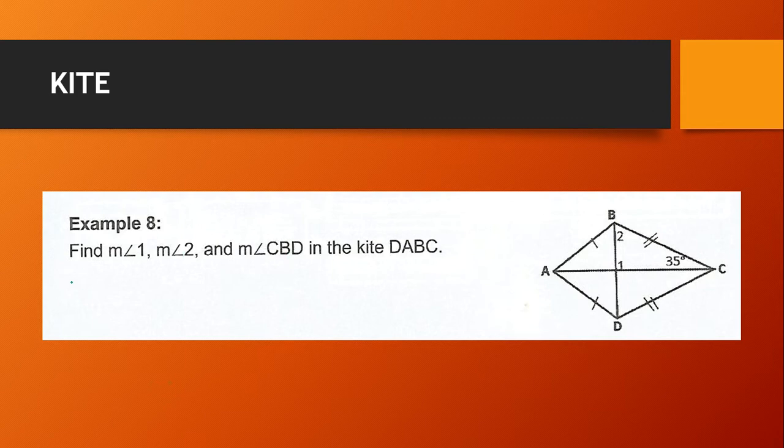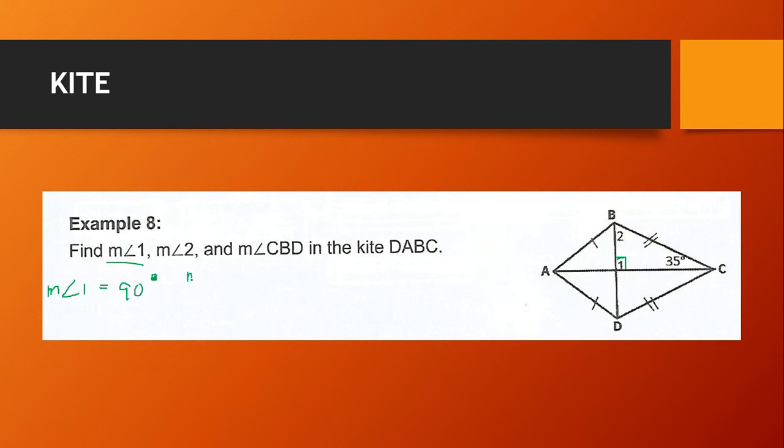Therefore, the measurement of angle 1 is 90 degrees. Okay? So the measurement of angle 1 equals 90 degrees. Why 90 degrees? Because of the property of the diagonals of a kite, that the diagonals of the kite are perpendicular to each other. AC and BD are perpendicular, so it forms a right angle, and therefore the measurement of angle 1 is 90 degrees. Then how about the measurement of angle 2?